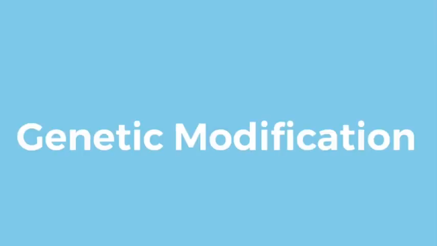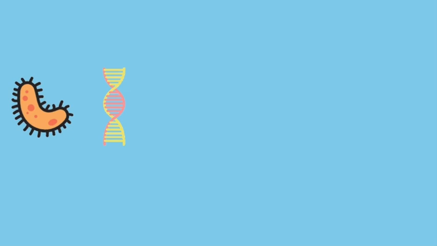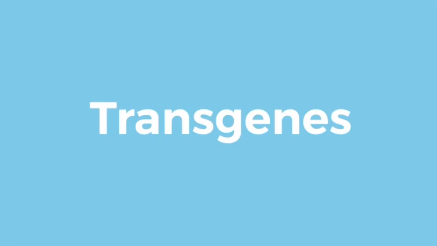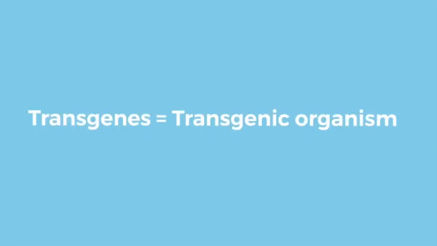Transgenics is a form of genetic modification where a gene is taken from one species and implanted into the genome of another species. These are called transgenes. By using transgenes, a species becomes a transgenic organism.